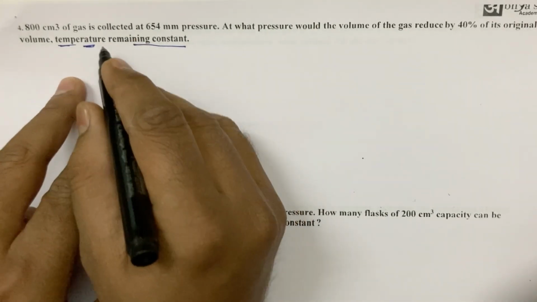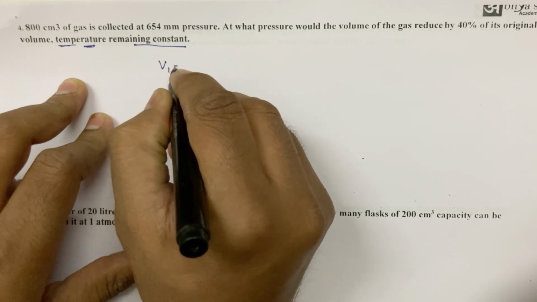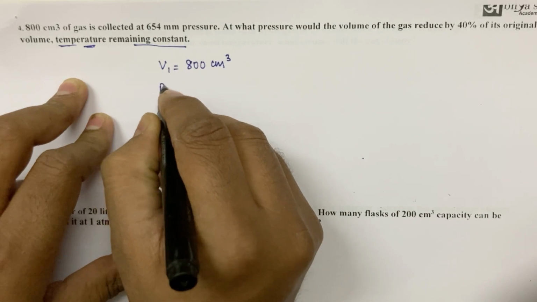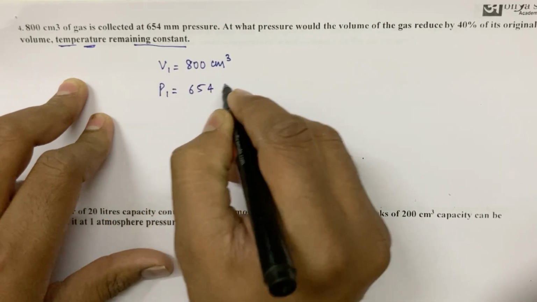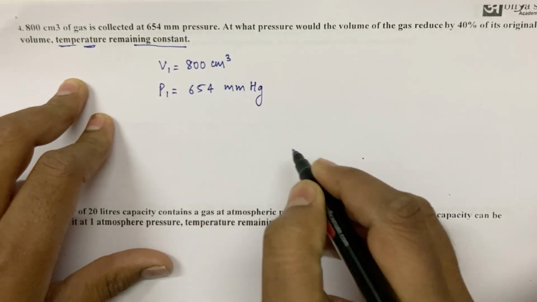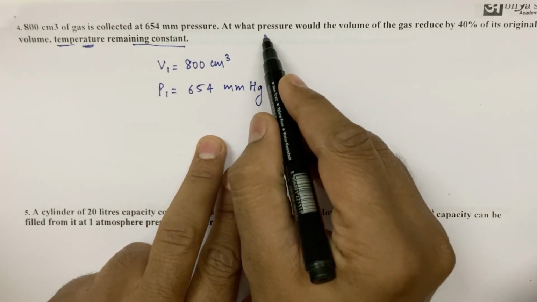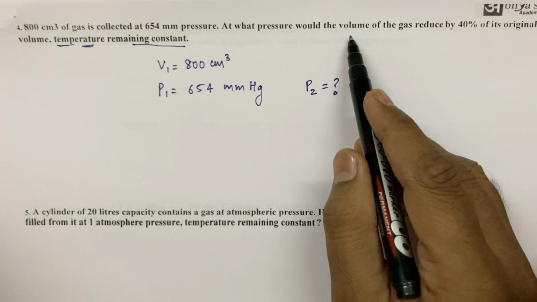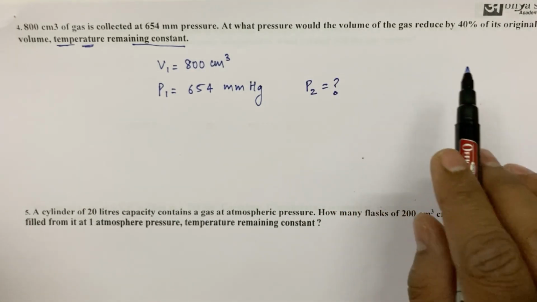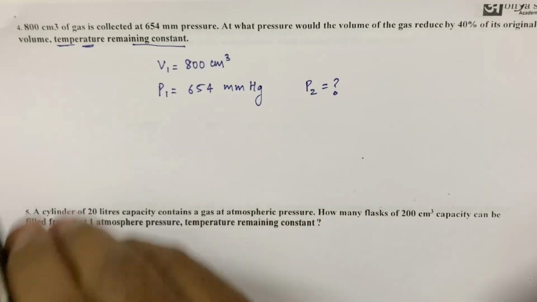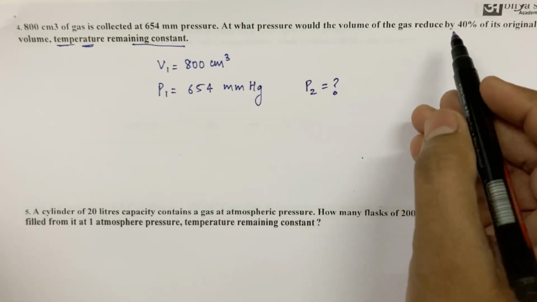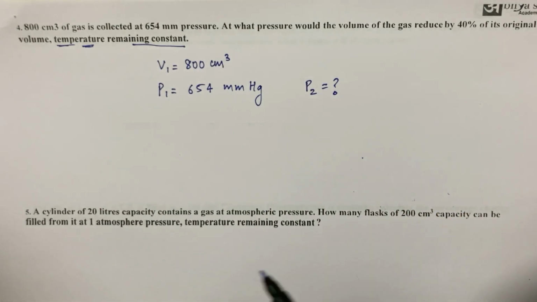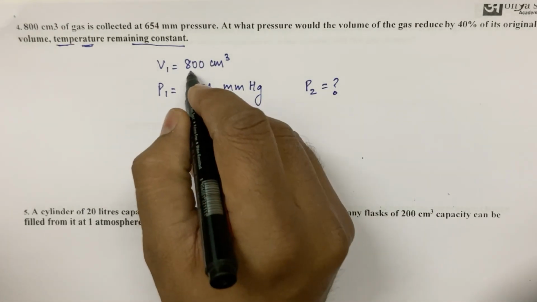Now, here if we see the given, V1 is equal to 800 centimeter cube, and P1 is equal to 654 mm Hg. Alright, and they are asking what is P2, where the original volume of the gas is reduced by 40% of its original volume. Now, whenever you find such questions where the gas is reduced by or reduced to, that is a comparative study, at that time never take the numerical value.